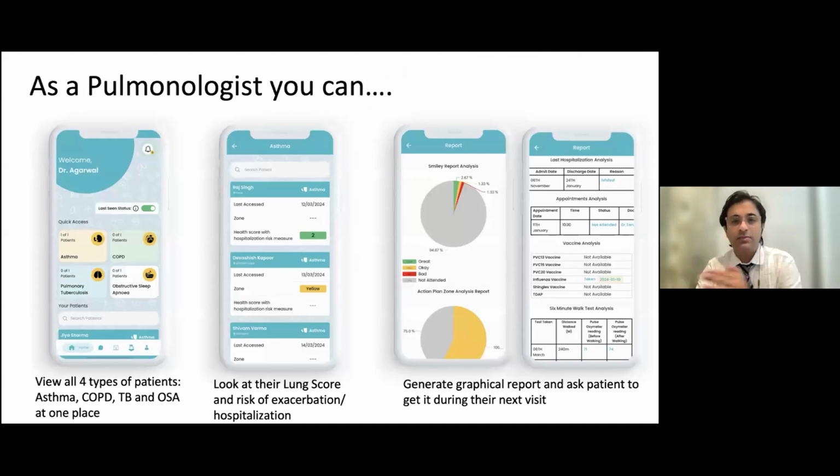So this is just a snapshot of what you can see. Imagine you have four types of patients and you can see, okay, you have one asthma patient today, you had COPD, you had probably a tuberculosis patient. What has happened? Has the patient taken inhalers properly? Has the patient not logged into the account and logged in their data today? If they have not logged in, what has happened? Has the patient got admitted? Has the patient got any other complication? You can get a smiley reported just to say whether the patient is doing okay or not.